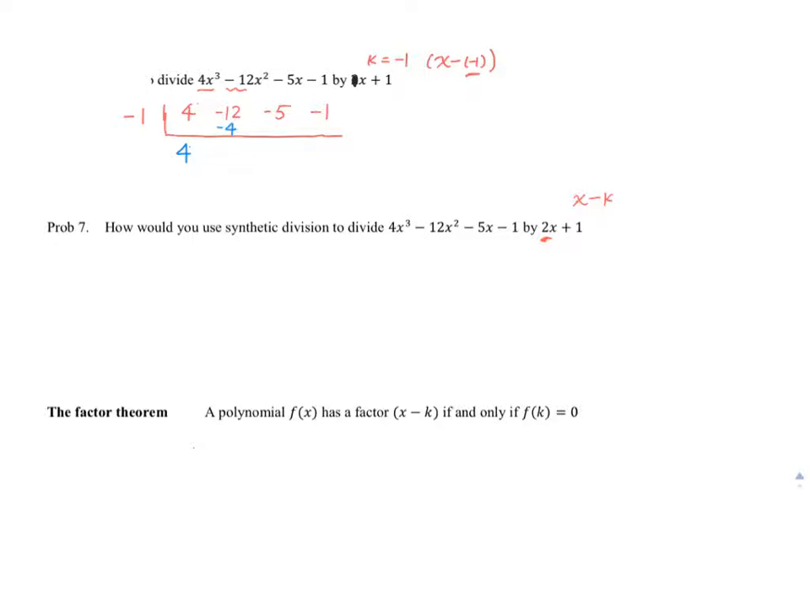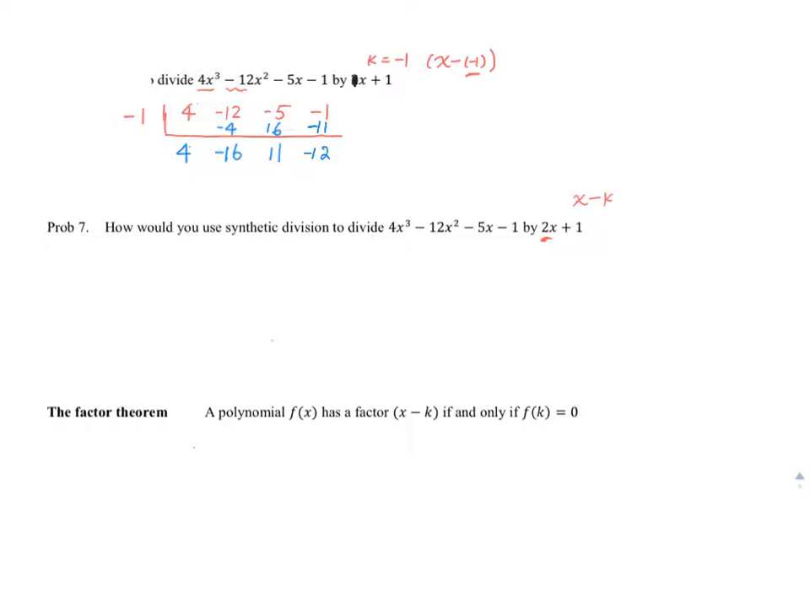Now, for the next step, we mentioned that we need to add, right? So when you add, you get -16. And the next step, you repeat. So multiply -1 and -16, you get 16. You continue to add these two numbers column-wise, and this gives you 11. And repeat the pattern. You multiply -1 and 11, you get -11. When you add them, this is -12.